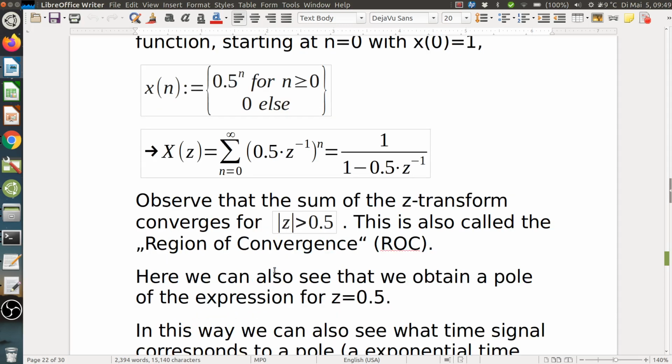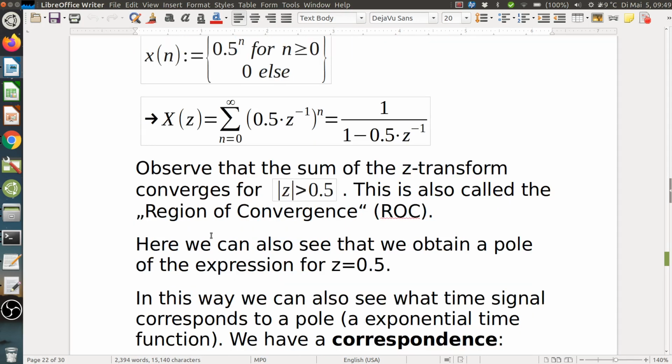And this region of convergence also gives us important information about the signal. Here we can see that we obtain a pole of the expression for z equals 0.5. So 0.5 is now the boundary case. For 0.5 it is just not converging, and indeed we get a pole here. So 0.5 divided by 0.5 is 1, so we have 1 minus 1, and then we have 1 divided by 0, which goes to infinity.